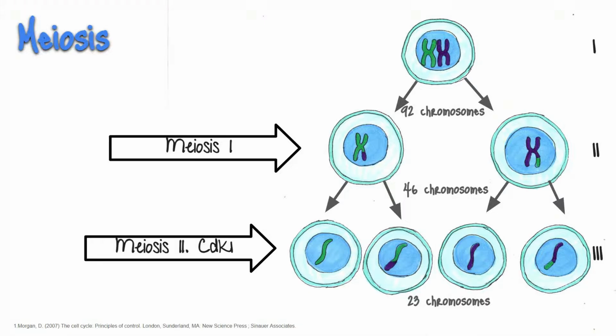And I want to view this image again after explaining all of that. Notice how, due to crossover, some chromosomes have mixed colors, or they are mixed with other chromosomes that ended up in other cells. Notice how we go from a cell exiting interphase with 92 chromosomes and ending up with just 23 in four daughter cells. CDK1 partial inactivation is responsible for the inhibition of DNA replication during the second meiotic division.